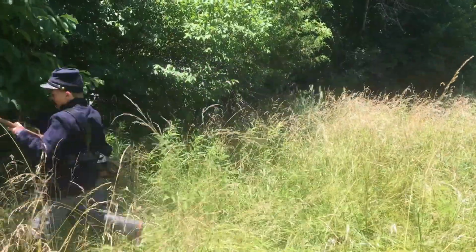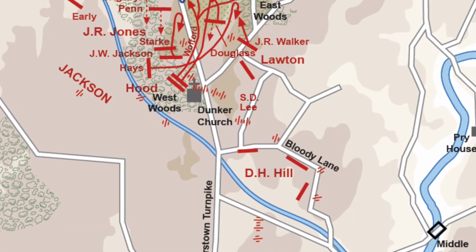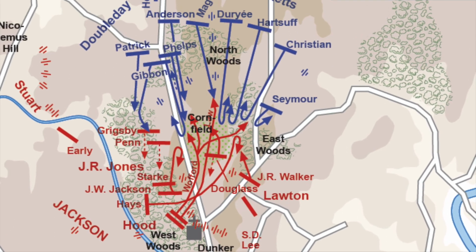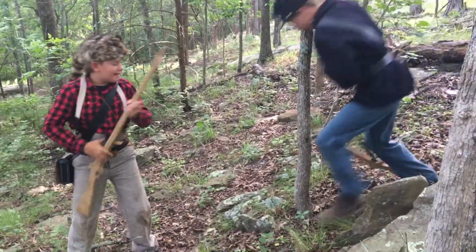As the Union soldiers move forward, the Confederates are pushed back. When Lee sees the advancing Unions, he sends in General Hood's division, who begin to drive the Union soldiers back.